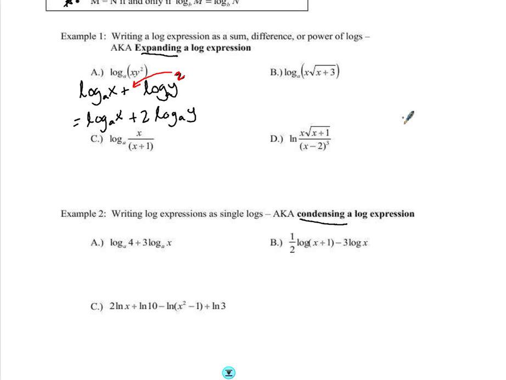Here in letter B, we'll do the same thing. Log base a of x plus log base a of the square root of x plus 3. Remember, a square root is really just like a 1/2 power. So I can go ahead then in my next step and bring that 1/2 power down out front as something I can multiply by.